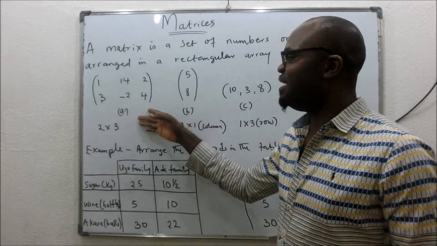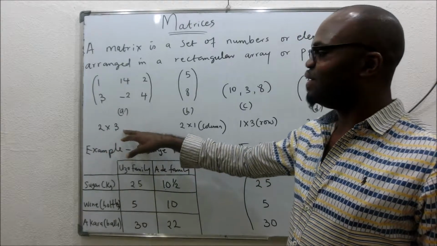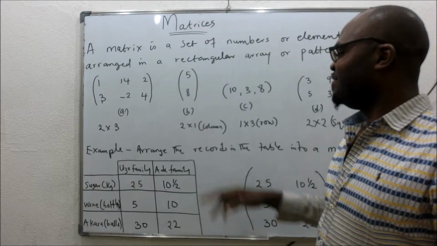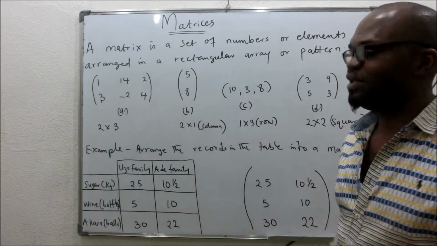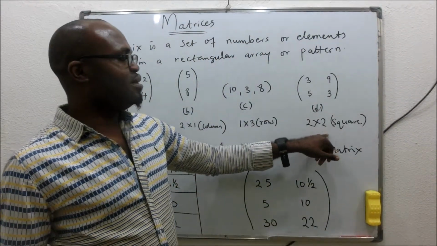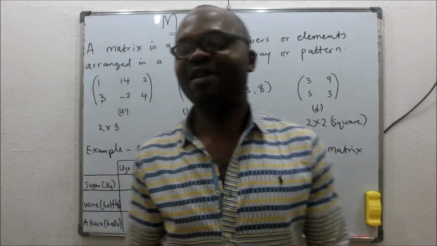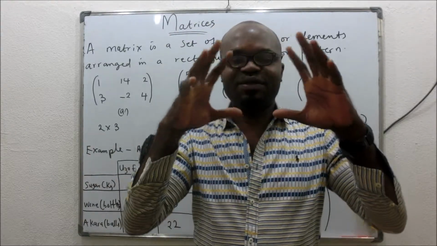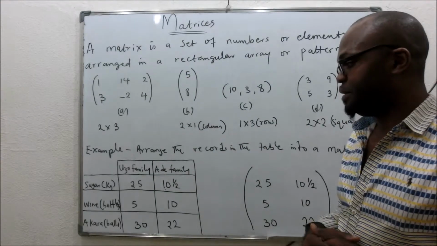But this is typically a rectangular matrix, where the number of rows is not equal to the number of columns, and the column is neither 1. If the column is 1, you call it a column matrix. If the row is 1, call it row matrix. If the number of rows is equal to the number of columns, call it square matrix. So those are the major types of matrix that we have, but in essence, generally it has to be in a rectangular shape, which could be in any of these forms.